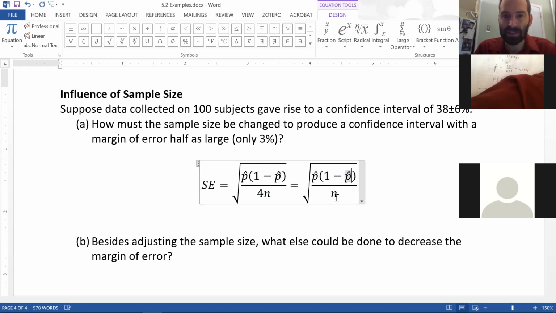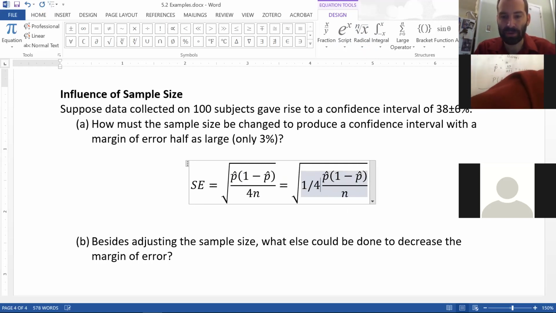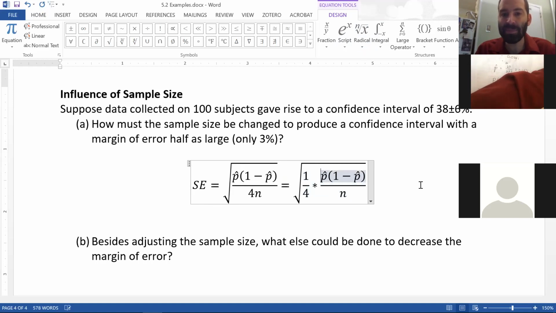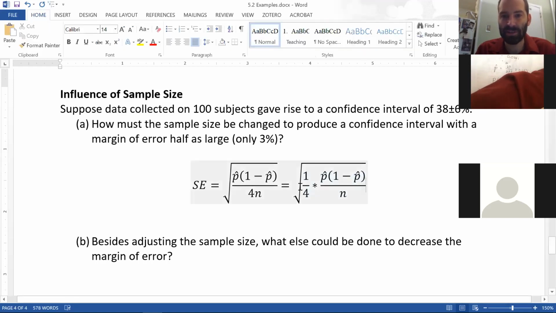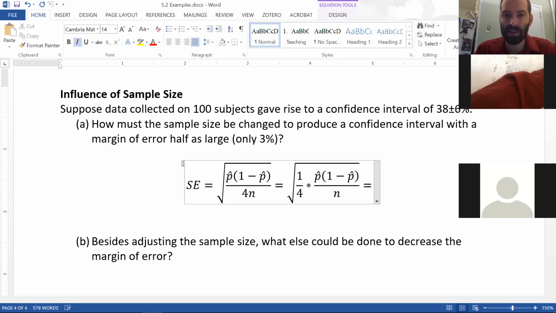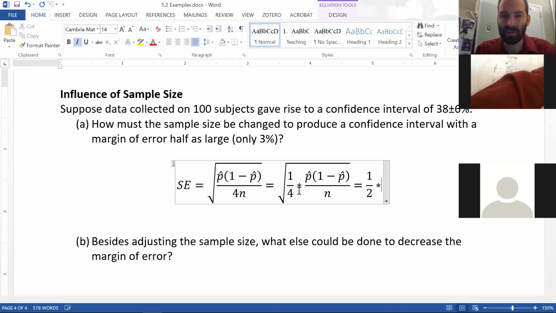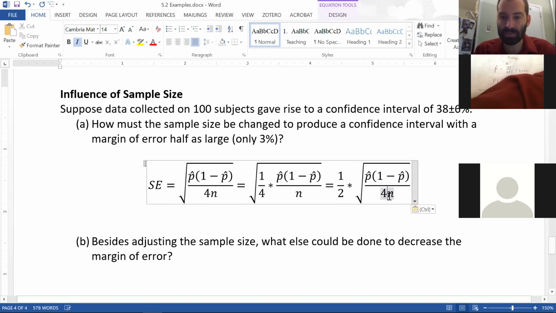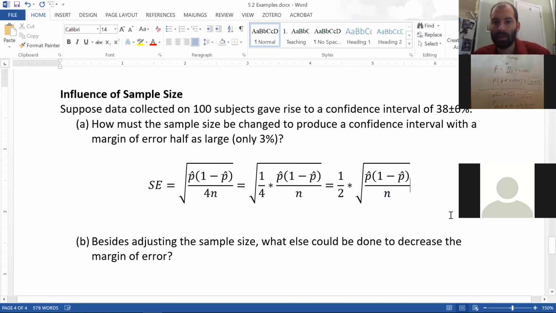That's the same as, 1/4 times this, right? But that's the same as the square root of 1/4 times the square root of this. But the square root of 1/4 is 1/2. So I'm actually getting a half of the original standard error, right?